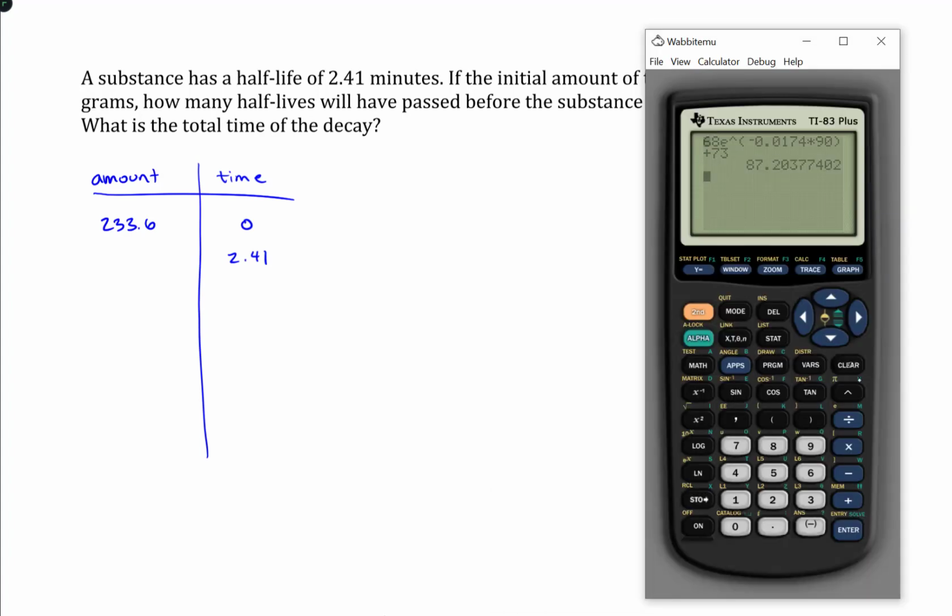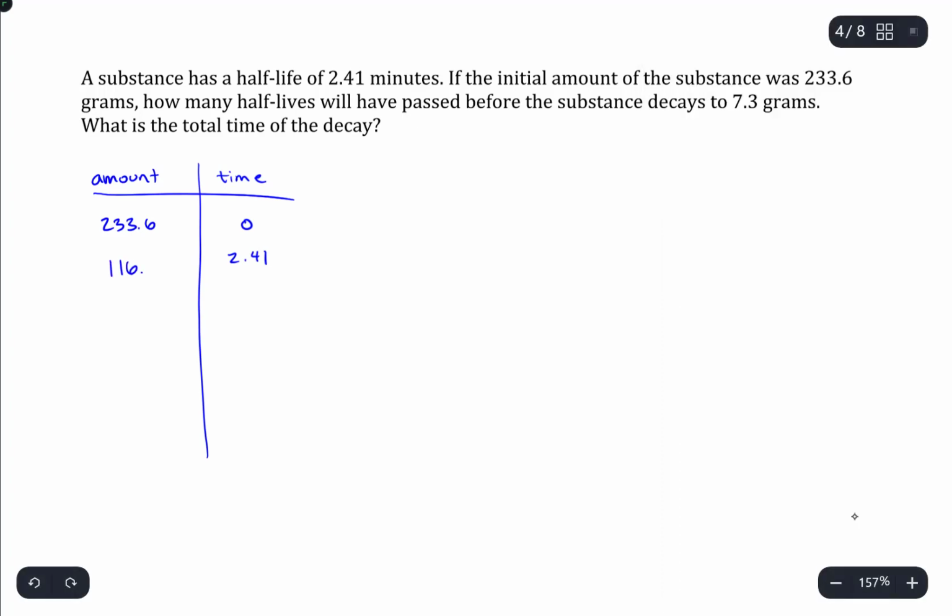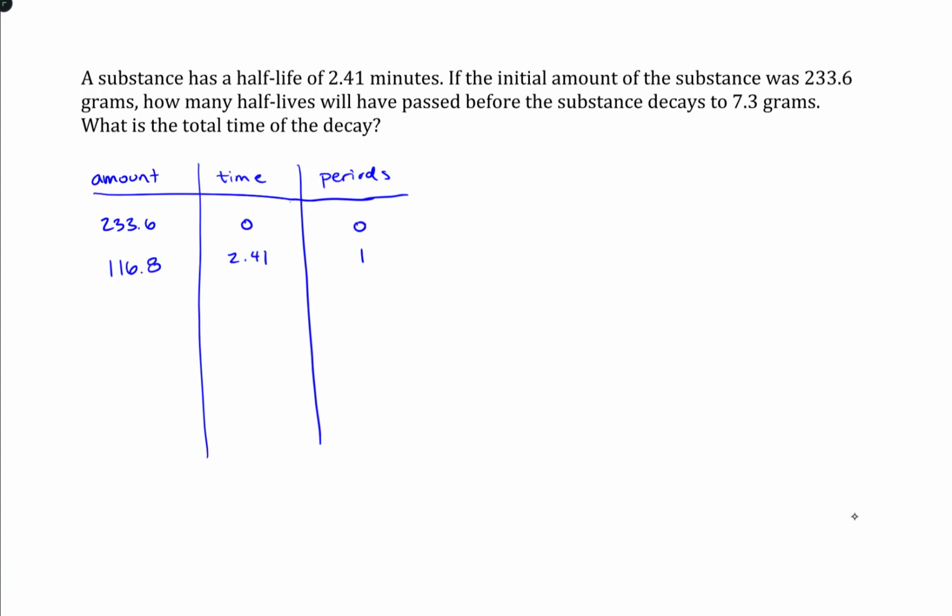So using the calculator there, 233.6 divided by 2, that's 116.8. So that's how much remains after 2.41 minutes. And we'll say this is in periods. So this is 0, and this is after the first period. So the first time period passes.